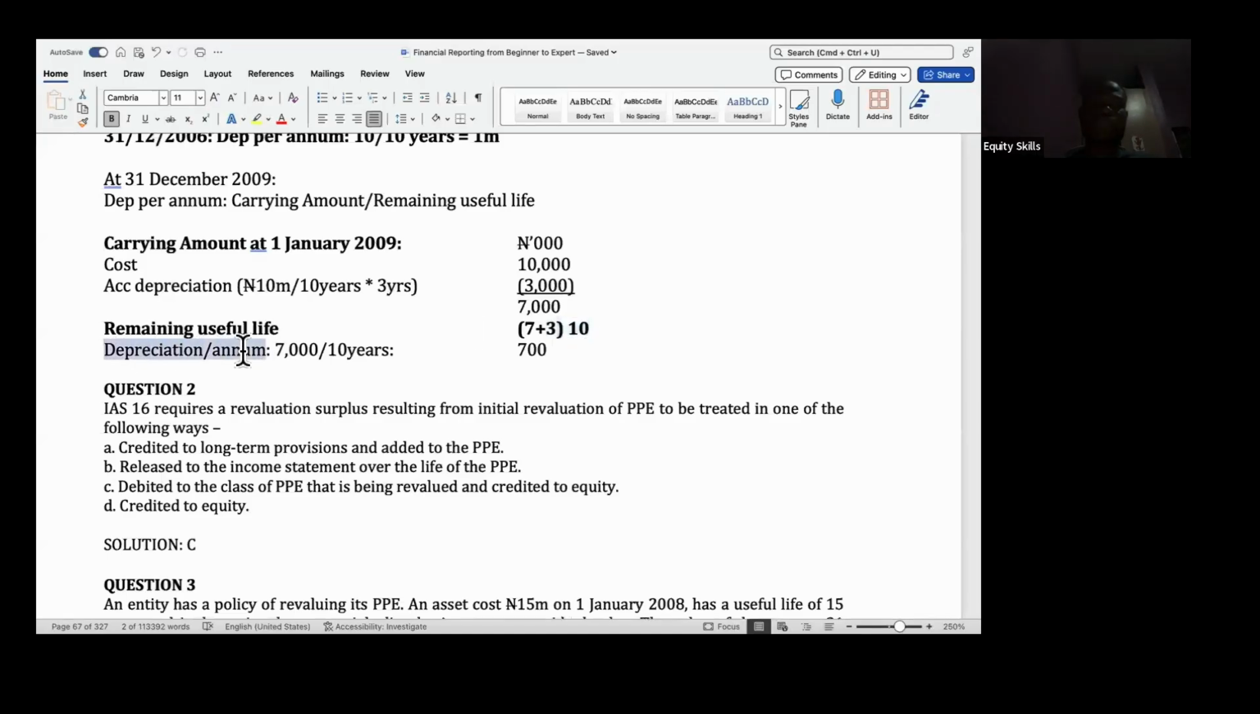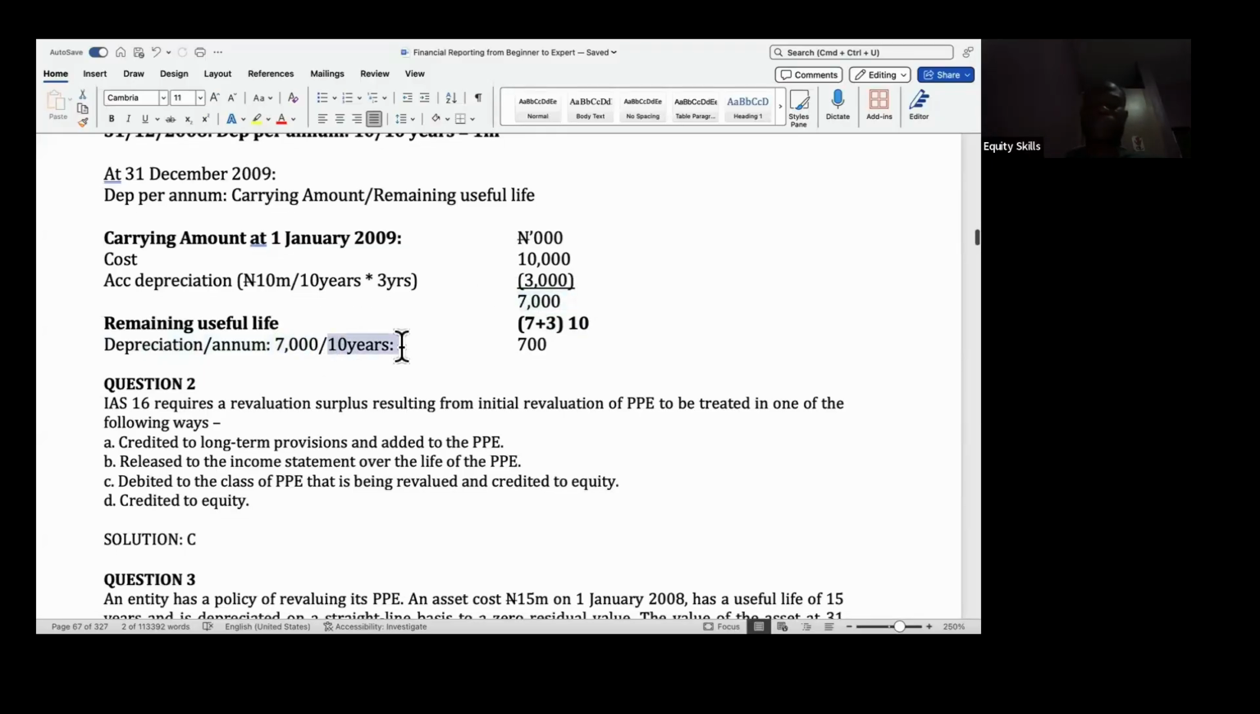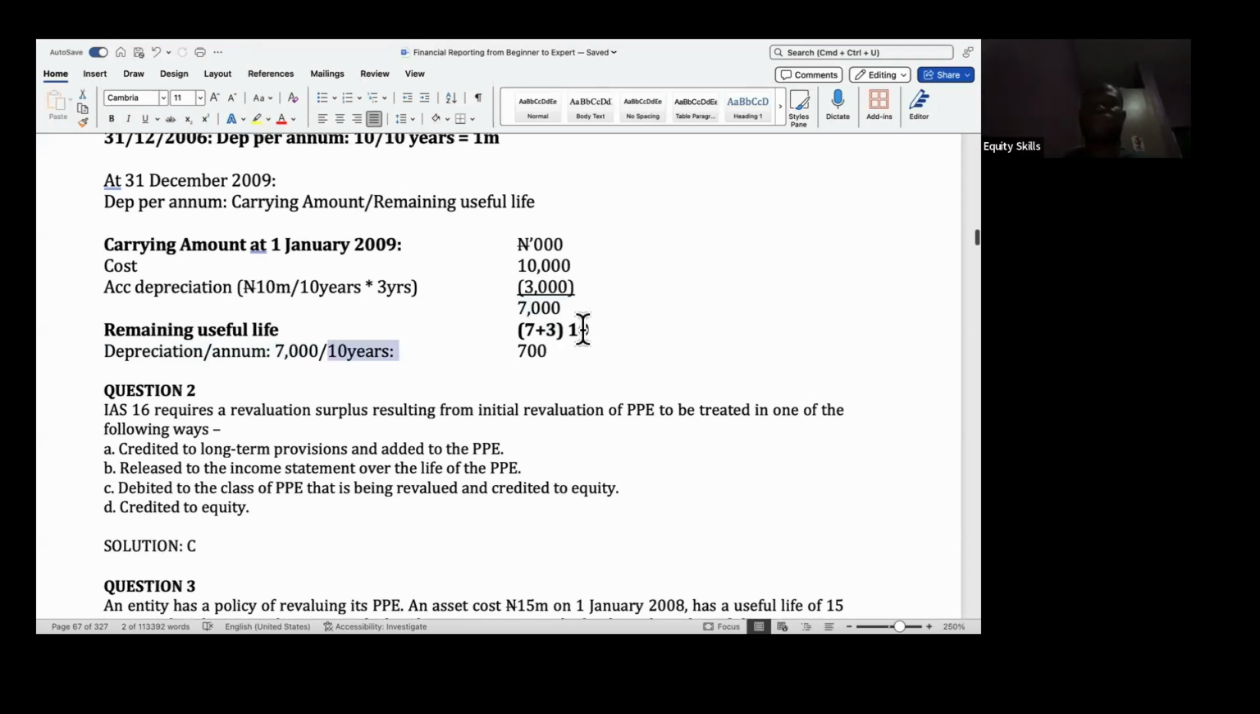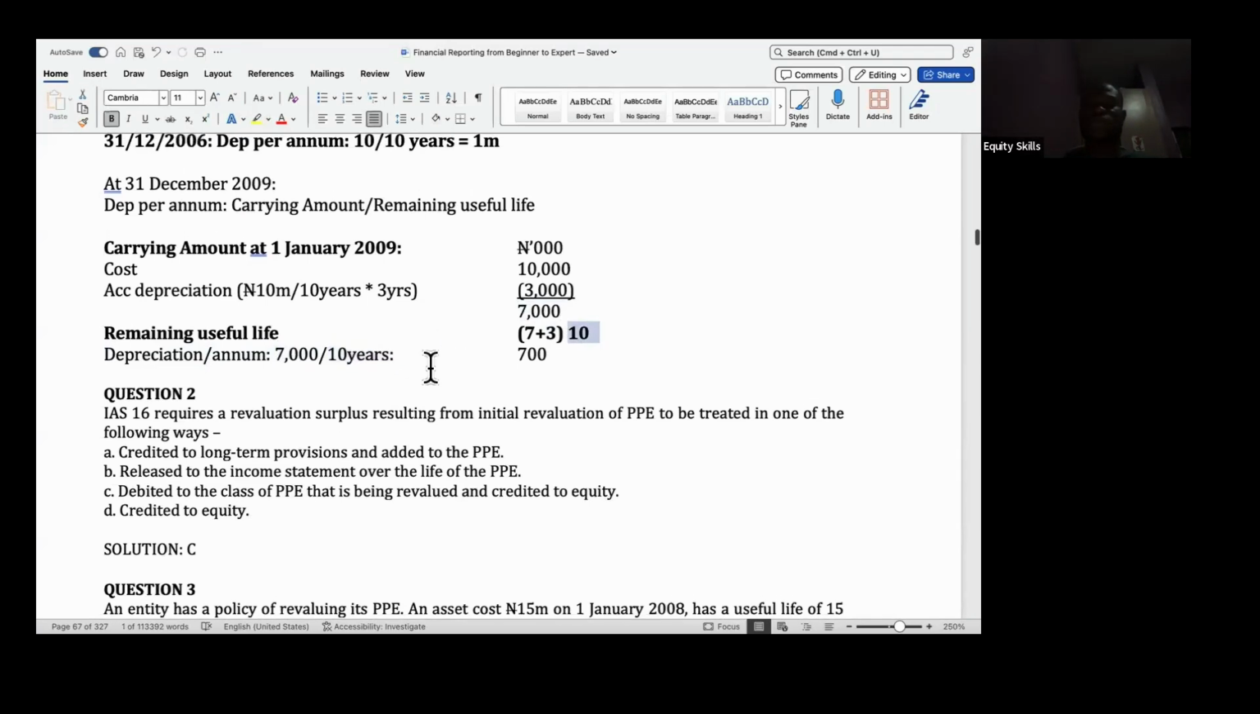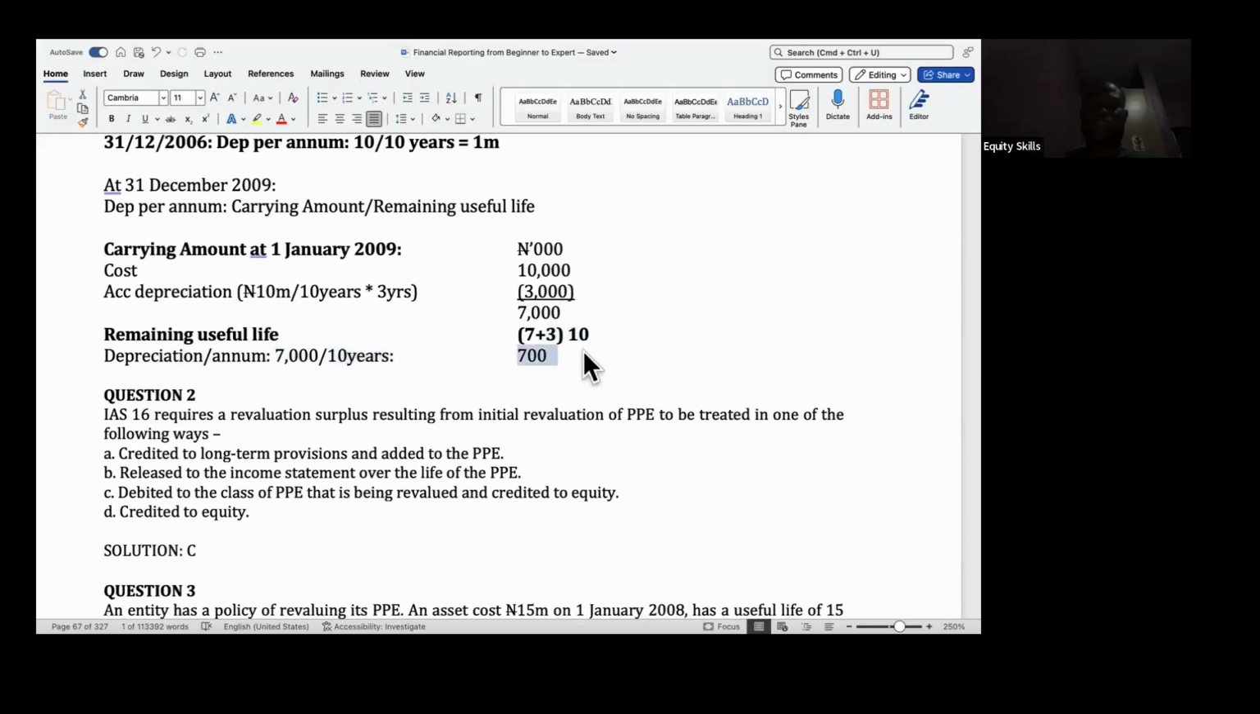So my depreciation per annum going forward is 7 million, which is this carrying amount, over the revised or remaining useful life, which is this 10 years. When you punch your calculator with this, we get 700,000.